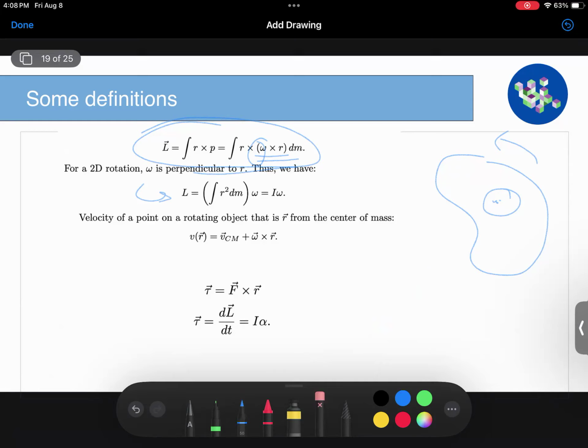Yeah, that's our integral. It's the integral of r squared dm. And notice we can pull out the omega because every part of the body is rotating with the same angular velocity. And we get a definition of the moment of inertia. So L equals this integral times your angular velocity, and the integral is your moment of inertia. You might have seen it before: integral of r squared dm. That's your moment of inertia and your angular momentum.